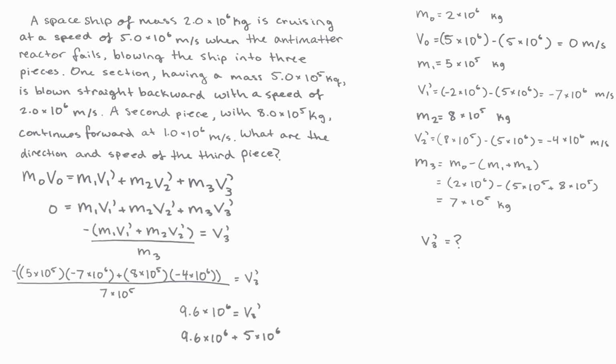And what you have to do from that point is add the original speed of the spaceship, which is 5 times 10 to the 6th meters per second, and you get the answer of 1.5 times 10 to the 7th meters per second, which is the same as from the first method.